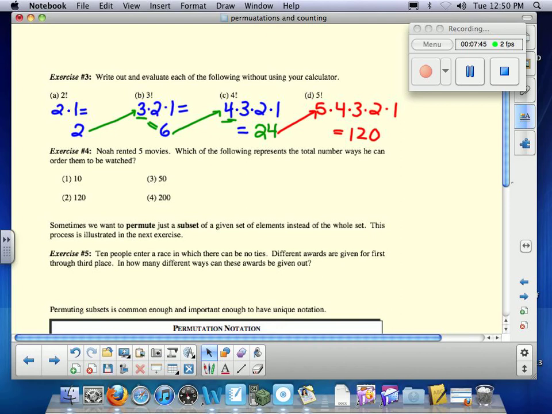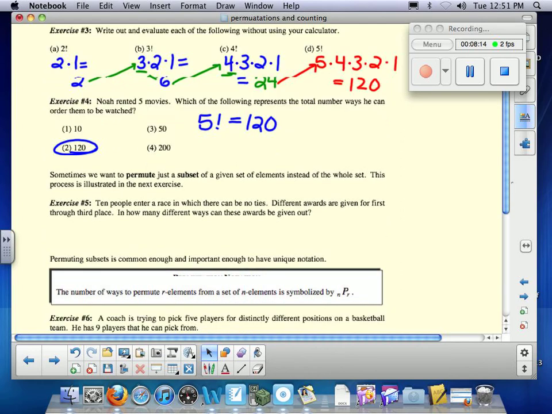Number 4, Noah rented 5 movies. How many different orders would he have to watch those 5 movies? Answer. Okay, choice 2, he's got 120 different ways, or 5 factorial. 120 different ways he could watch those movies. And heaven help him, I hope he doesn't try to do that, because that would be a long time of watching movies.